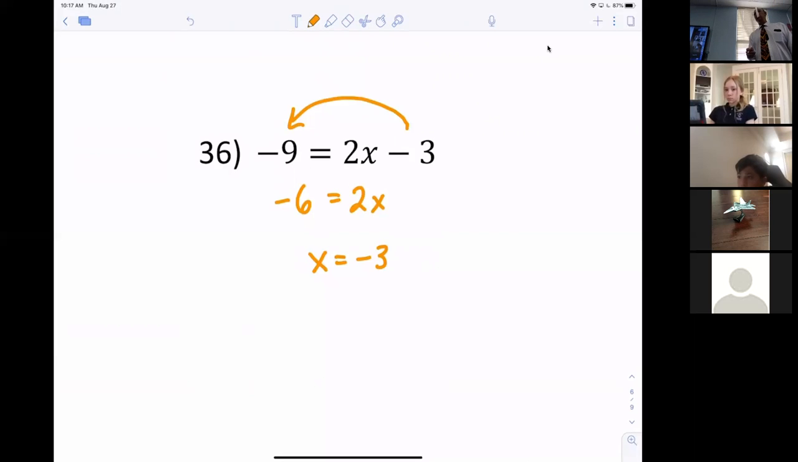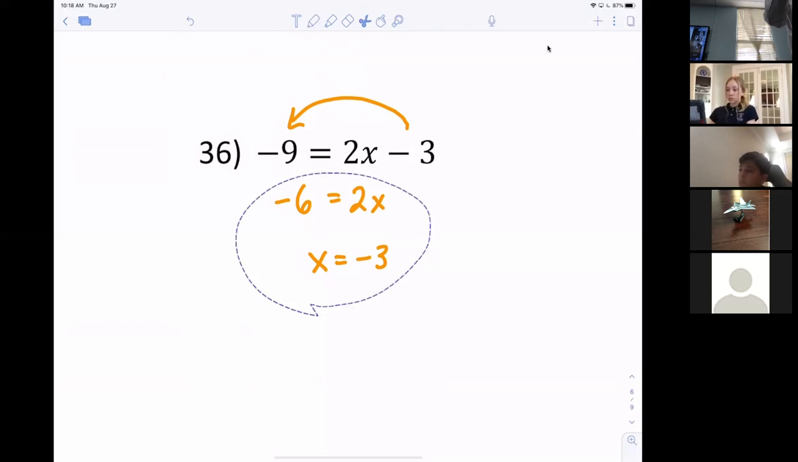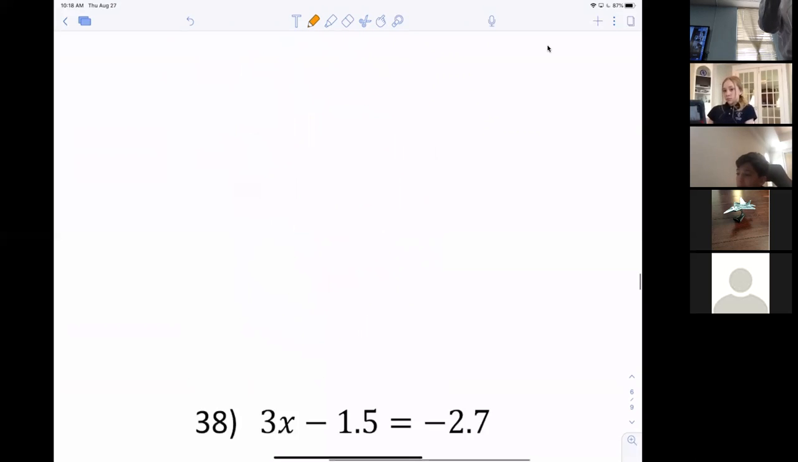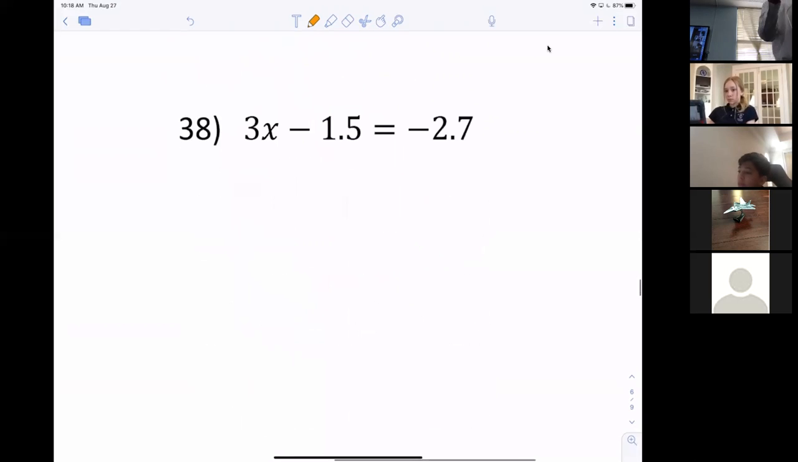Anybody have any issues? I do. Why couldn't you just plus 3? That's what I did, Jack. Negative 9 plus 3 is what? Oh, okay. I'm sorry. I was okay. Right? Yeah, it just looked a little bit weird. That's totally okay. All right, here we go. Now I did a decimal just to make sure.